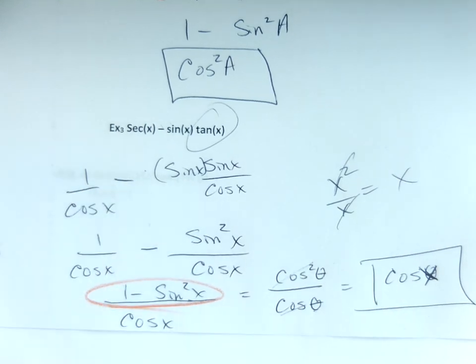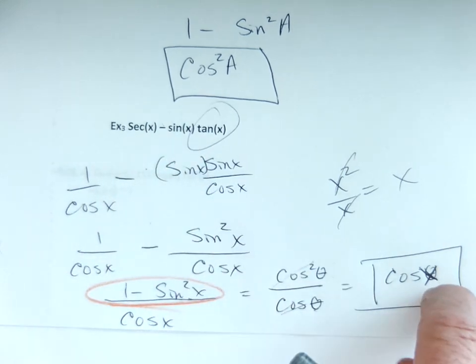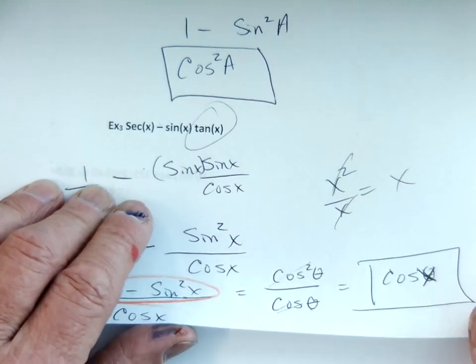I always tend to do that. What do you think? So this ugly mess simplified all the way down to just cosine. You see why we want to do this? It really makes them easy, okay? Ready to turn the page?